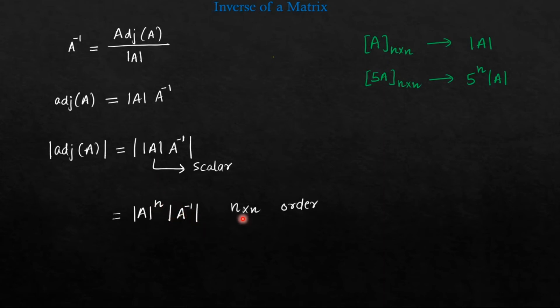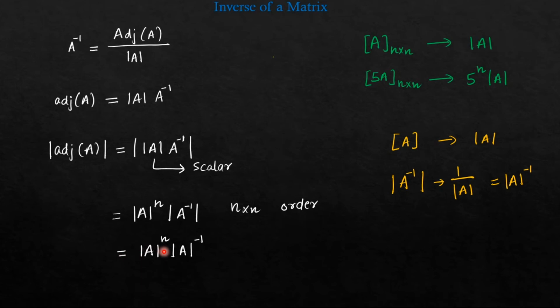Here the order of matrix A is n cross n. Therefore, the order of A inverse will also be n cross n, okay? Inverse has the same order as that of matrix A. Now suppose determinant of matrix A is mod A. What about the determinant of A inverse? Determinant of A inverse is 1 upon mod A, or you can write mod A inverse. So from here I can write mod A raised to the power n times mod A inverse.